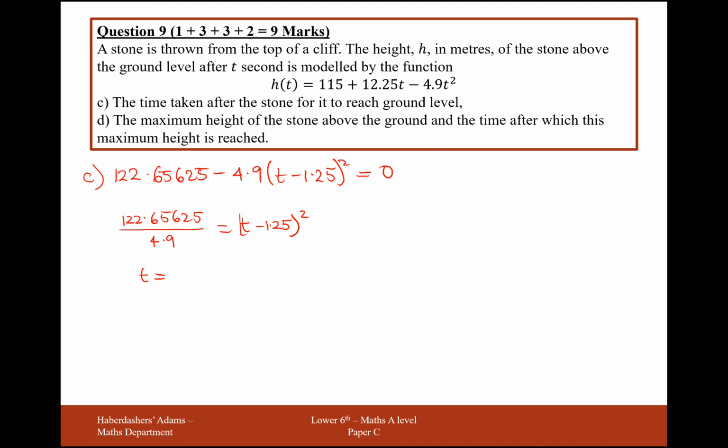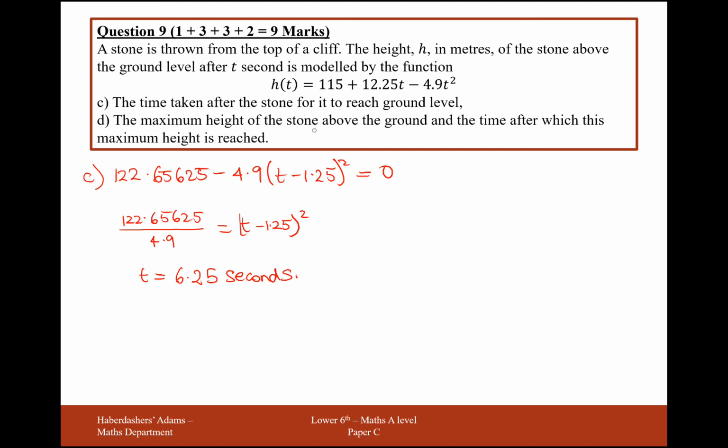Square root both sides and add the 1.25 onto the other side, and you get roughly on your calculator 122.65625 divided by 4.9. Square root that answer, and then it's going to be positive or negative, but we're probably going to only want the positive there. Add on your 1.25, and that's then going to be 6.25 seconds. Okay, so after 6.25 seconds, it's going to reach ground level.